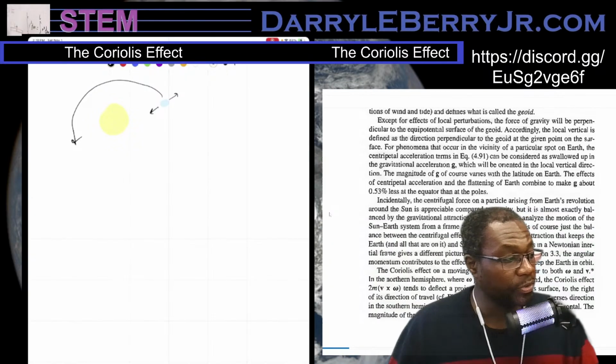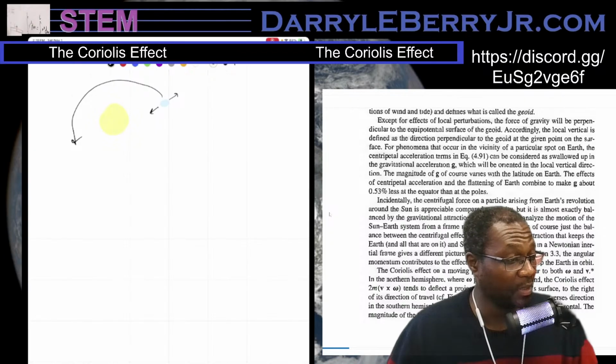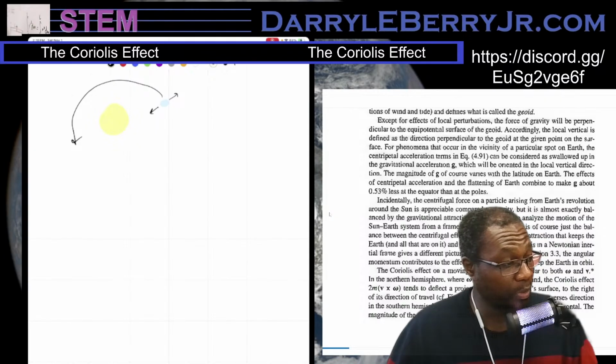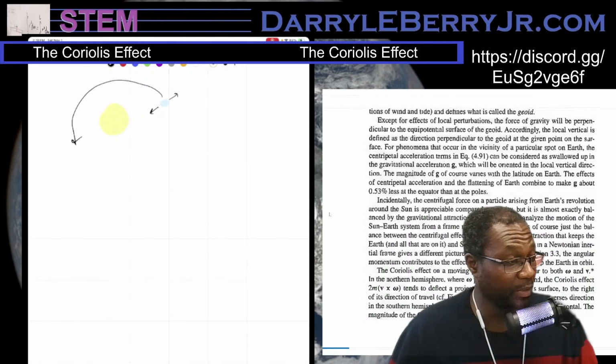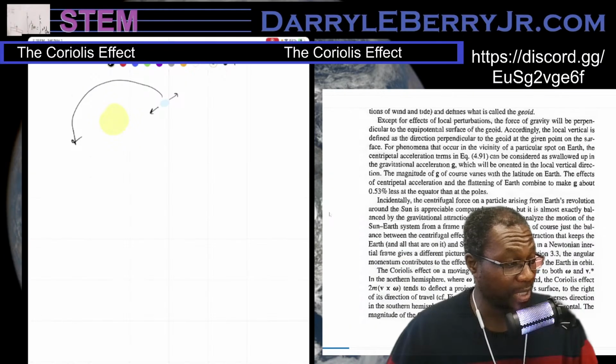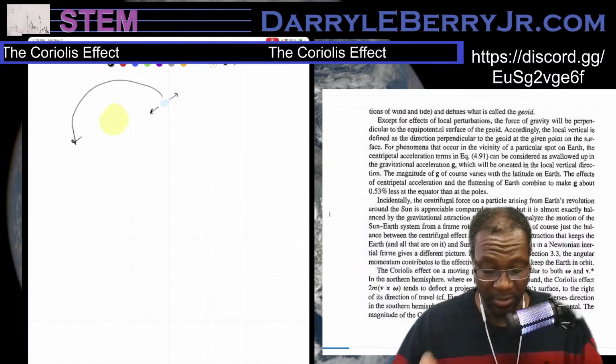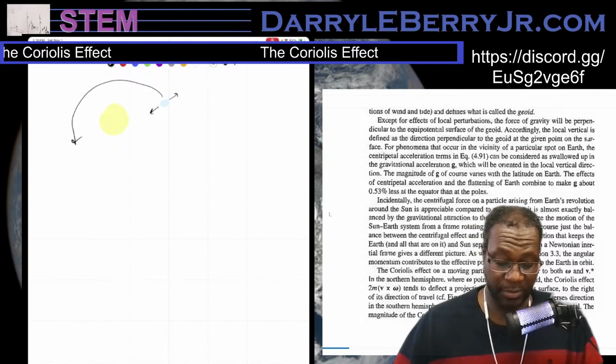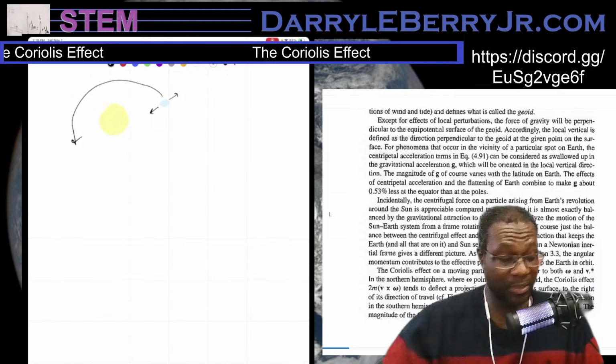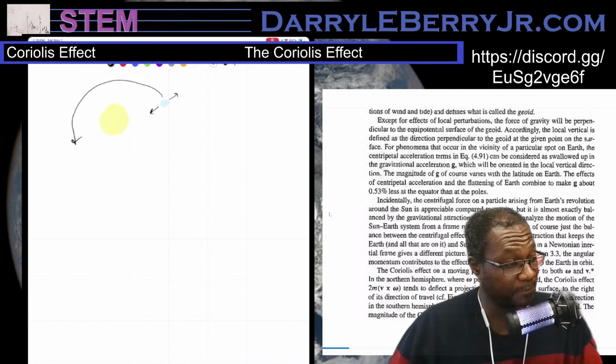If we analyze the motion of the solar system from a frame rotating with Earth, it is, of course, just the balance between the centrifugal effect and the gravitational attraction that keeps the Earth and all that are on it and the sun separated, right? So the reason why we're not as a whole crashing into the sun or flying out into space is because those things are balanced, which makes sense.